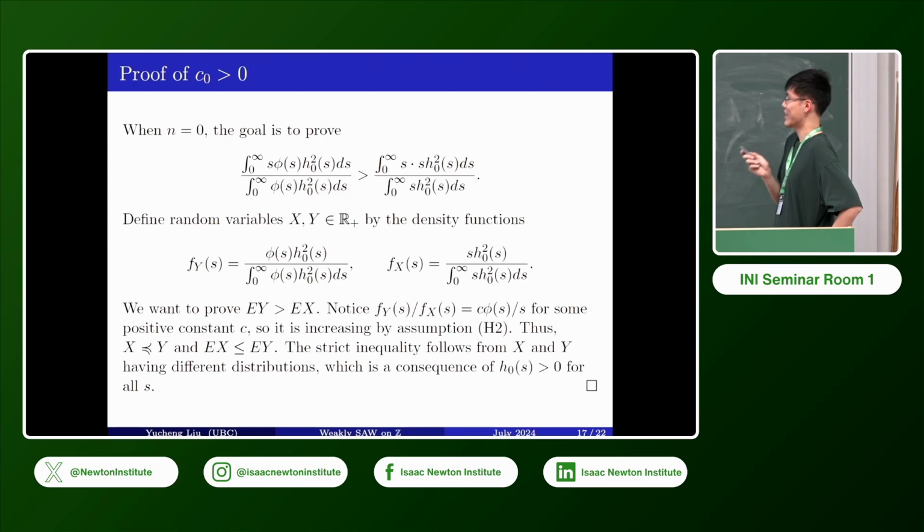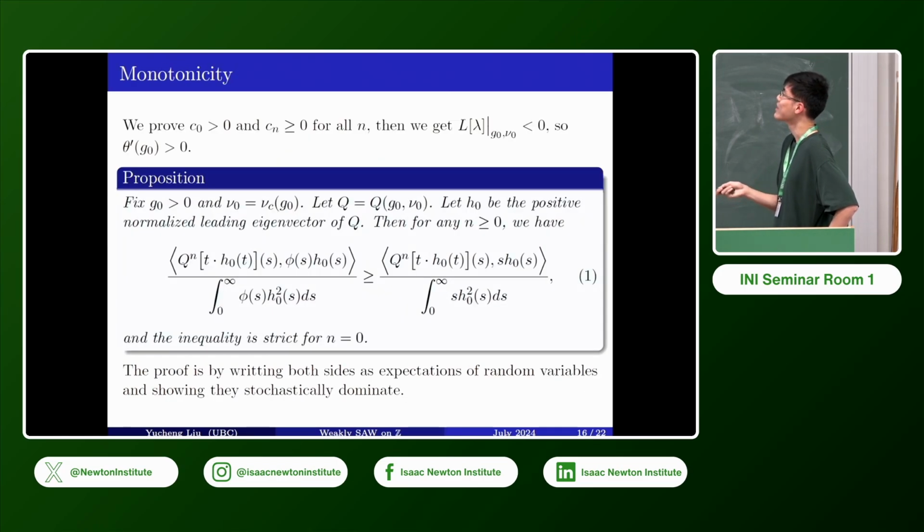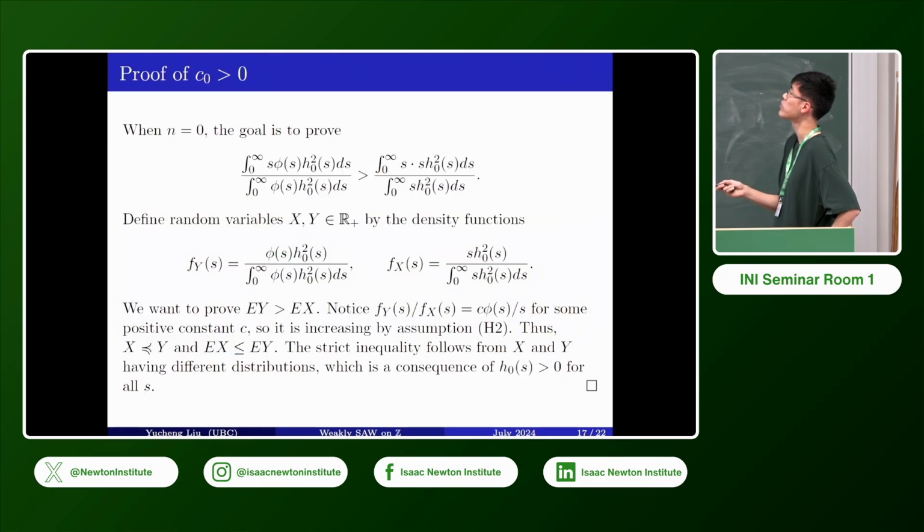And the C naught part, let me go back. And let me do the Cn equals 0 case. If n is 0, then my q completely drops out of the equation. And what I get is just the product of t times h naught times phi times h naught for the left-hand side here. So the thing I need to prove is that I have a s times phi times h naught squared ds over some other things that are just there.